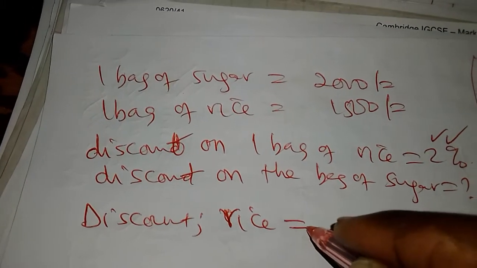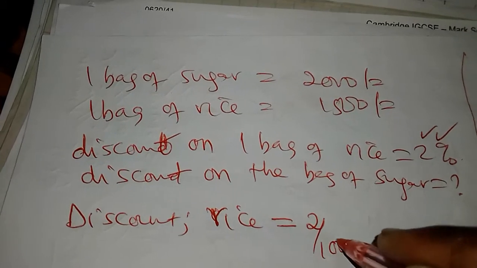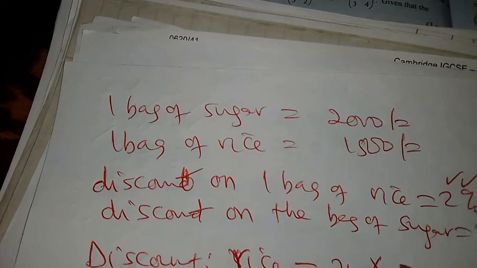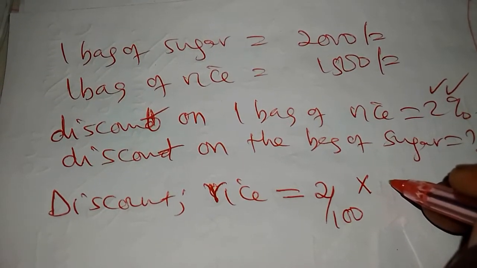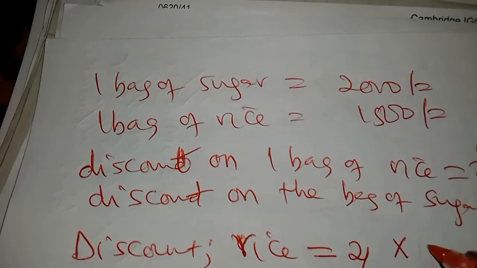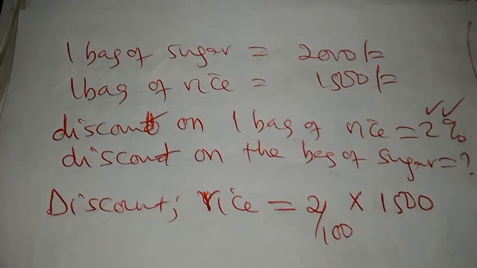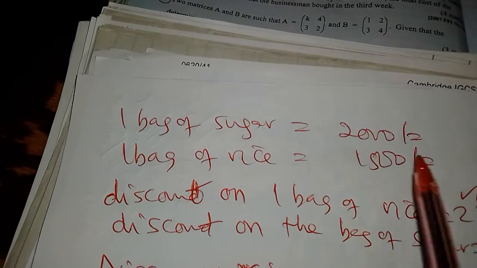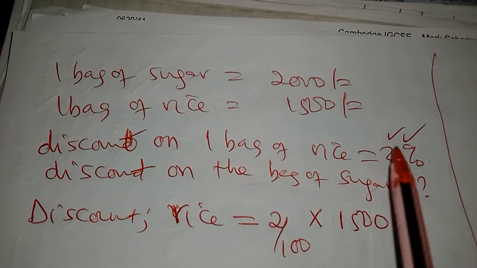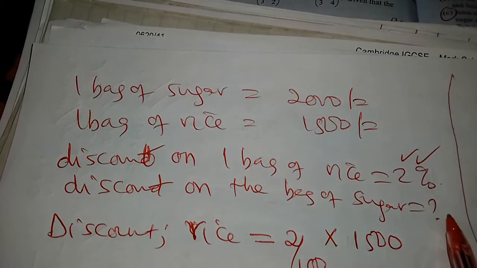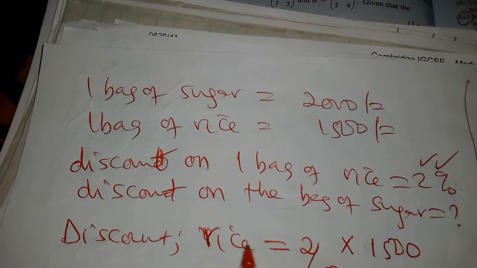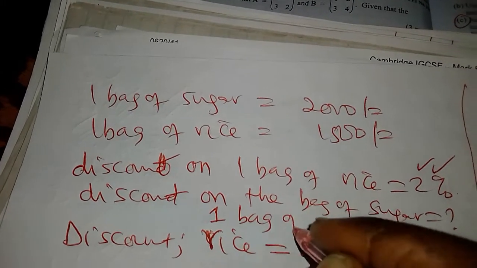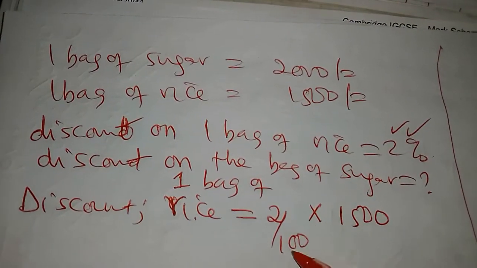So that is equivalent to 2% out of 100 times what the bag is costing. So I have 1,500. One bag of sugar costs that, one bag of rice costs that. The discount on one bag of rice is 2%. The discount on the bag of sugar is not given. So we need first to get the discount on one bag of rice. So discount on one bag of rice is 2 over 100 times 1,500.